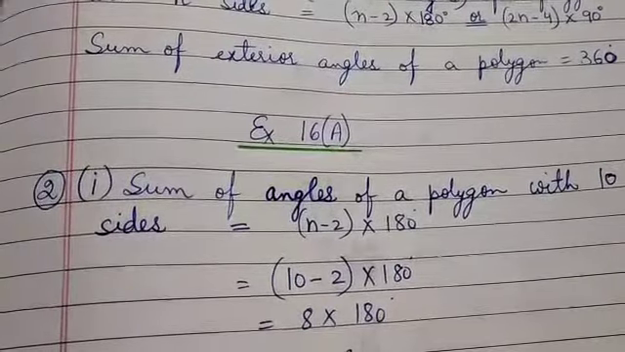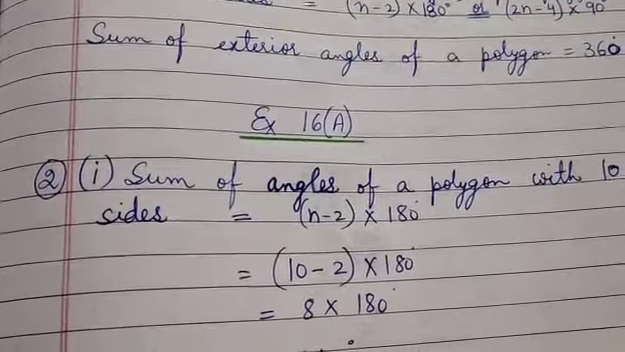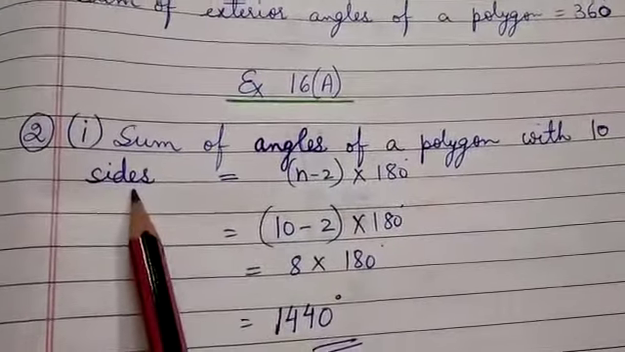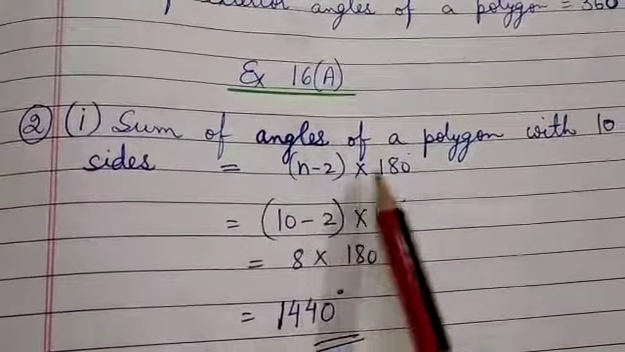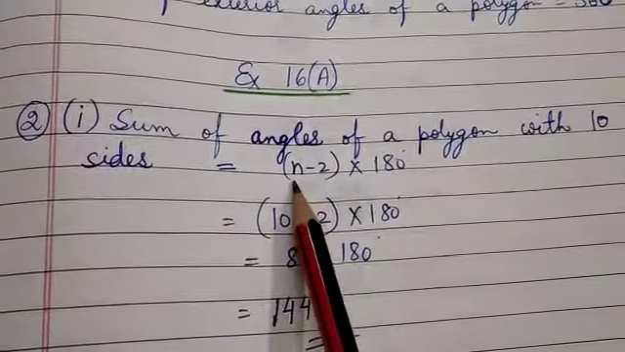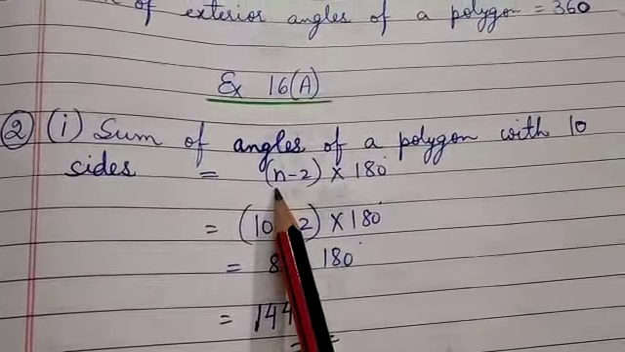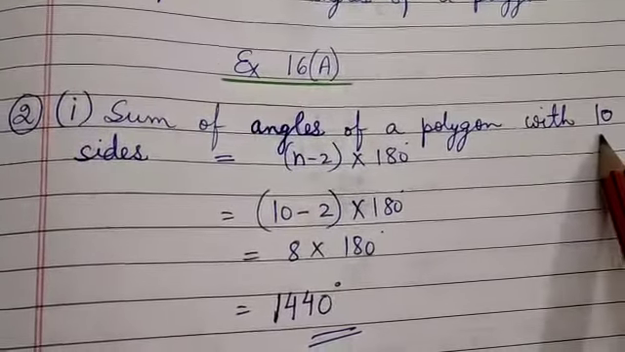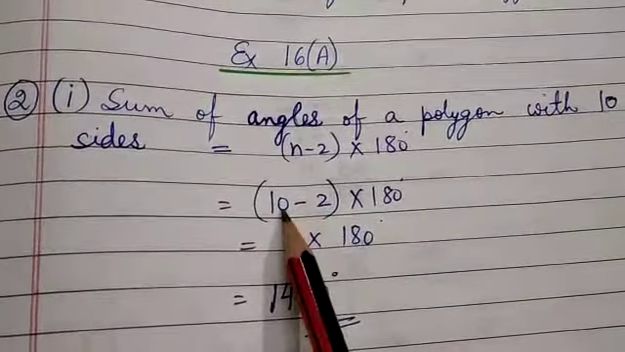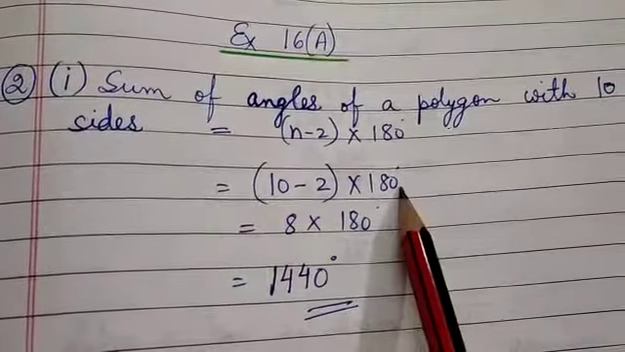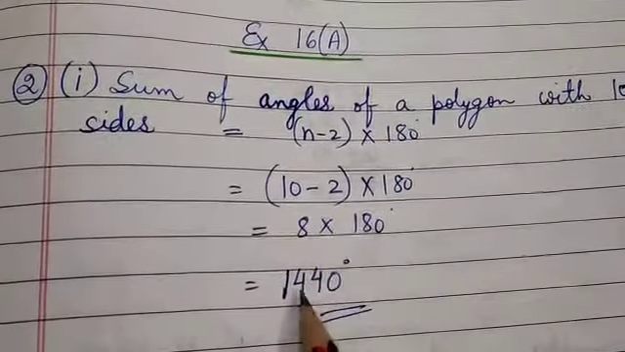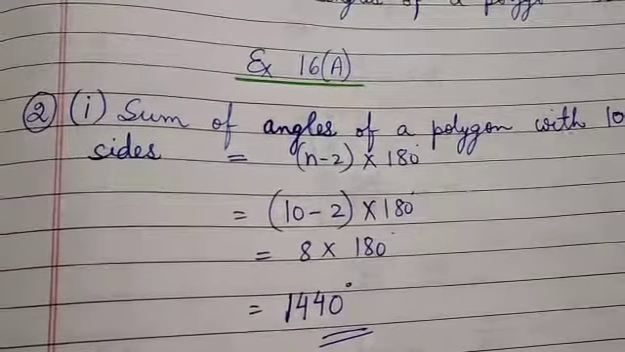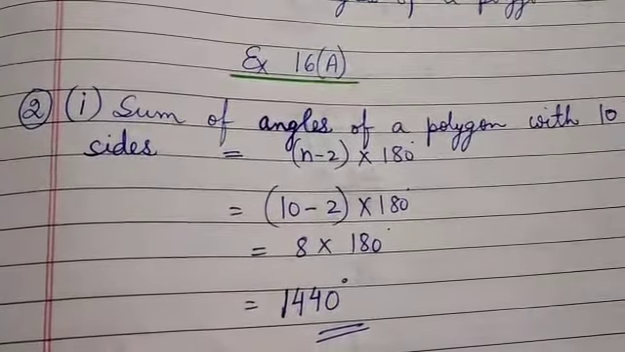In subpart 1, 10 sides are there. So the sum of angles of a polygon with 10 sides. What is the formula? (n minus 2) into 180. And what is n? Number of sides, which is given as 10. So you only have to substitute the value here: (10 minus 2) into 180 degrees, 8 into 180 degrees. It is 1440 degrees. So in a similar way, children, you can do subpart 2.